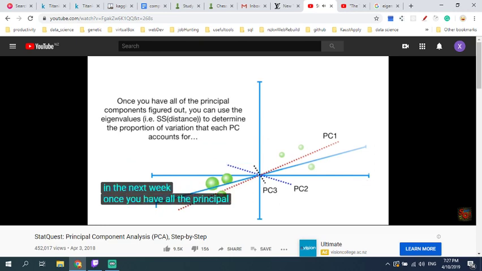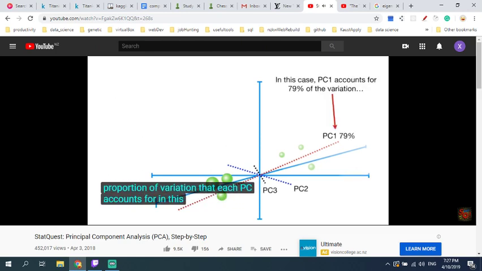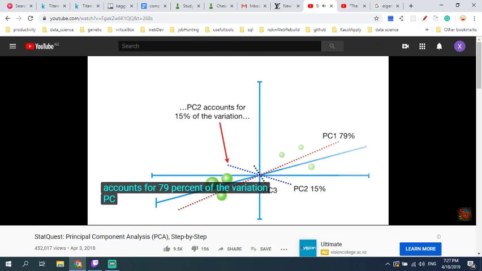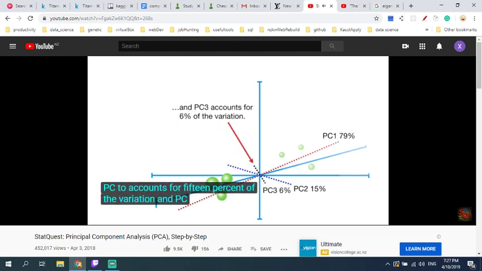Once you have all the principal components figured out, you can use the eigenvalues, i.e., the sums of squares of the distances, to determine the proportion of variation that each PC accounts for. In this case, PC1 accounts for 79% of the variation. PC2 accounts for 15% of the variation, and PC3 accounts for 6% of the variation.